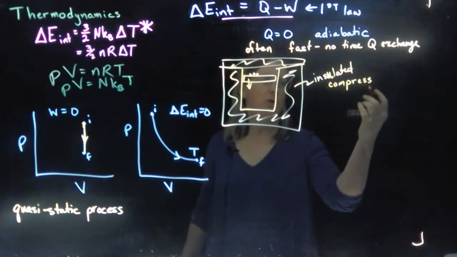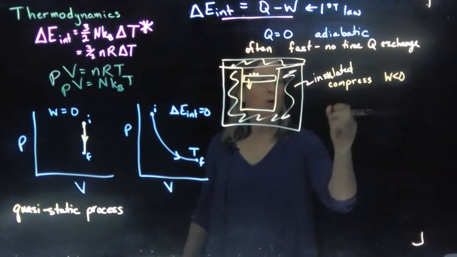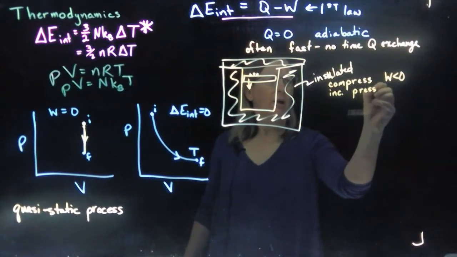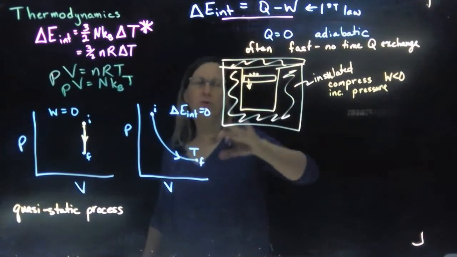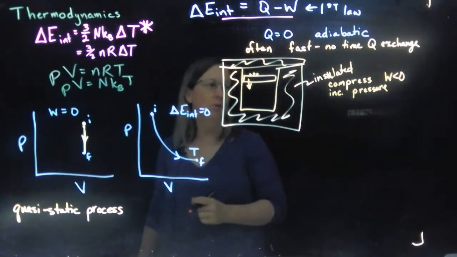So we're going to do work on the system. This is work less than 0. We're going to increase the pressure, and at the same time we're going to change the temperature. All of those things are going to happen so that Q is equal to 0.